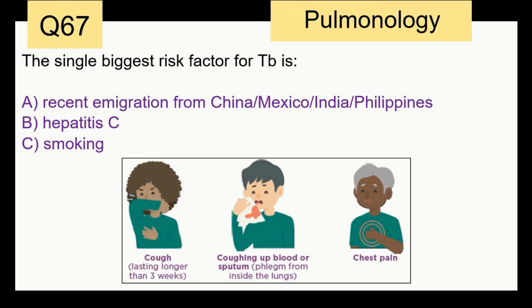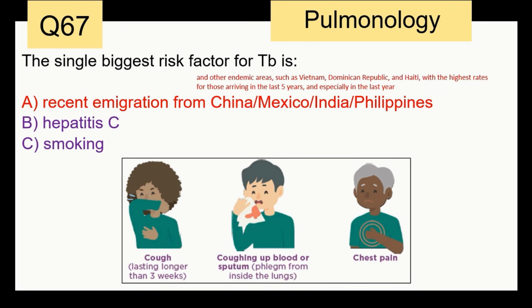67, the single biggest risk factor for TB is recent emigration from China, Mexico, India, and Philippines. We don't see it too much in America. These are the risk factors. All right. And other endemic areas include Vietnam, Dominican Republic, and Haiti, especially when they've arrived in the last 5 years.